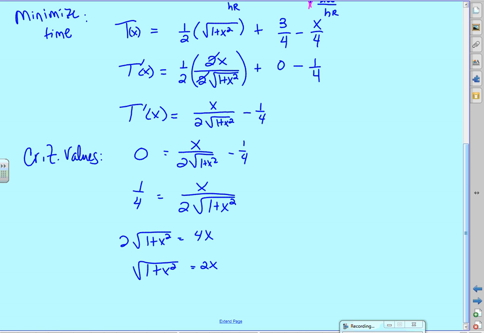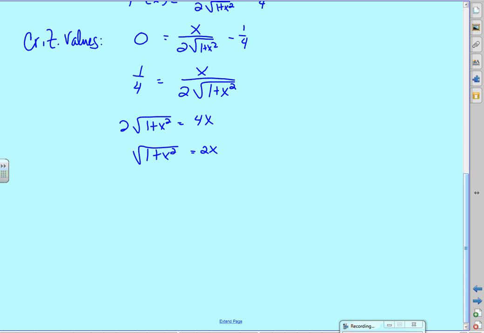And from there, did I lose an x squared? I feel like I did. Nope, I didn't. Okay, let's just square both sides. So let's come in and square both sides, get rid of that square root, and we'll get 4x squared. There's my x squareds coming in. I was hoping that was going to happen. And then we can put our x squareds together, which will give us 3x squared, and divide by 3, and we'll have x squared equals 1/3.